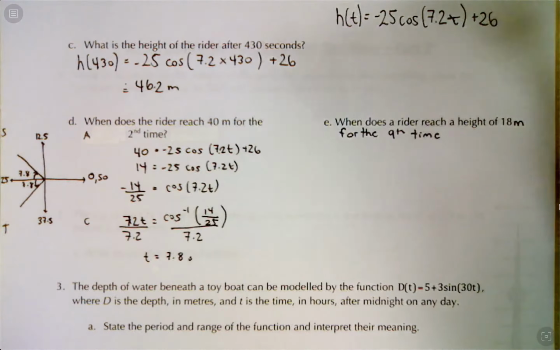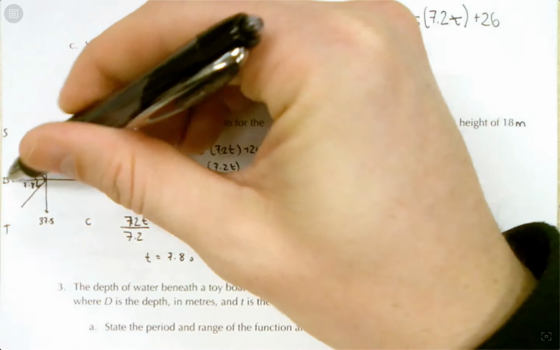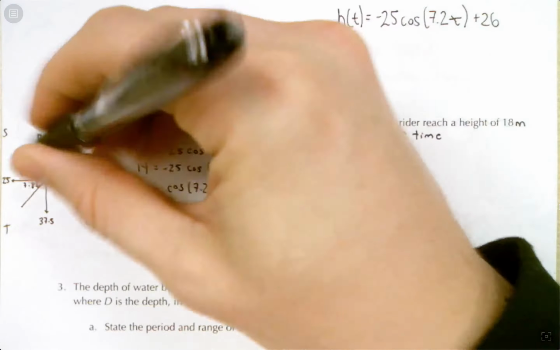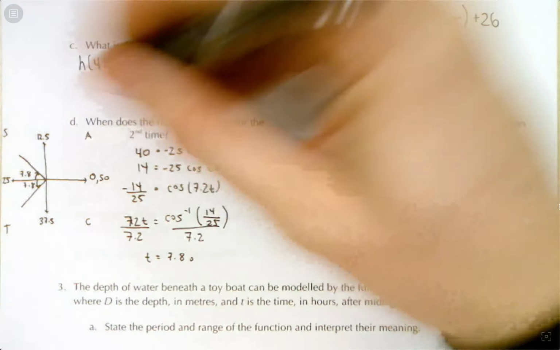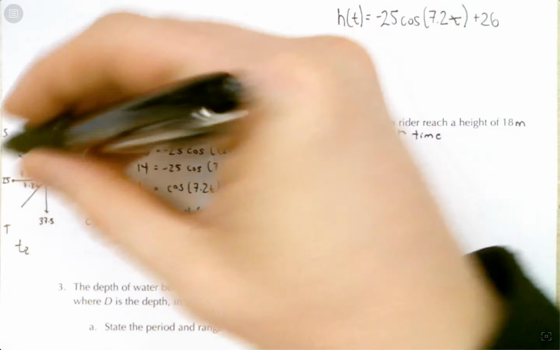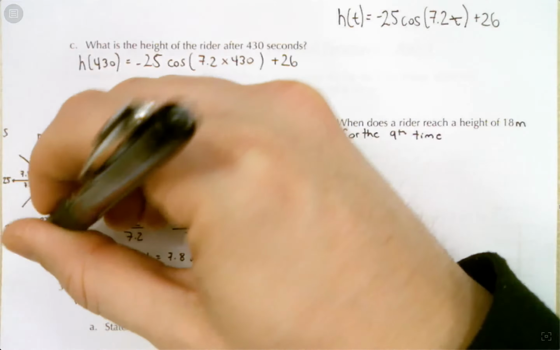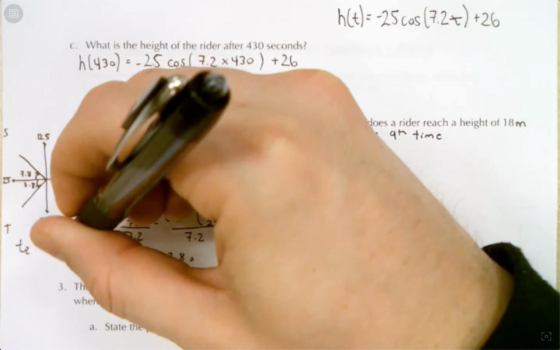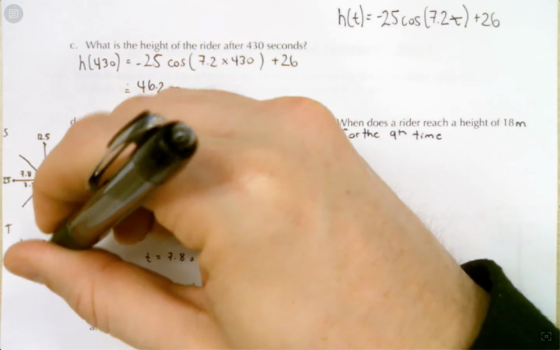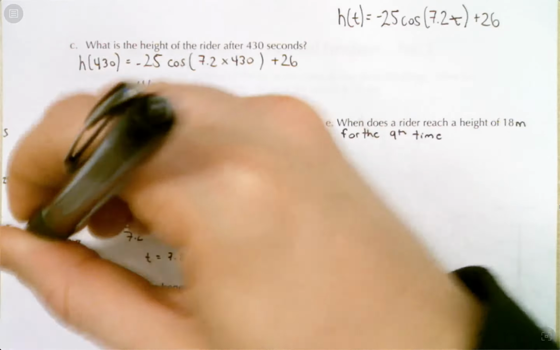So if we want the first and second time, we're looking at times relative to 25. 7.8 before 25 would be time 1, but if we want time 2, time 2 would just be 7.8 seconds after 25. So we go 25 plus 7.8, and we'll get our answer, which is 32.8 seconds.